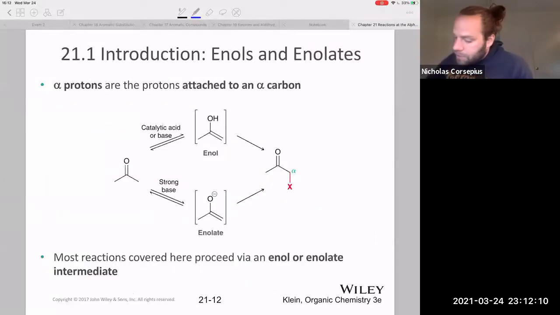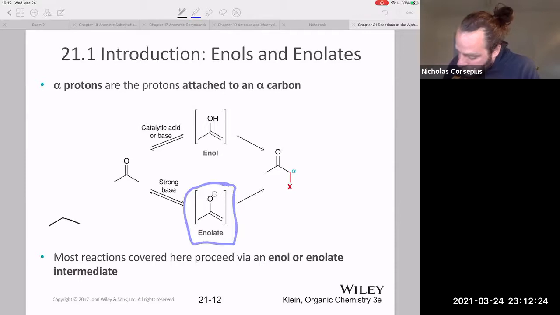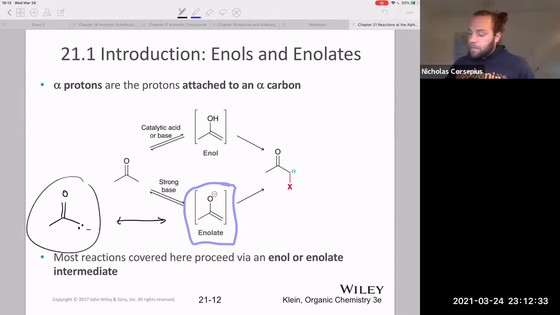Okay, so there's actually two reactive species we're going to see here with regard to alpha carbon chemistry. One, we just talked a lot about, the enolate ion. This is actually the resonance form, and we'll see this in a second, but this is another way of drawing that same thing. These two structures are in resonance with one another. The enolate ion is going to be the dominant one that we see in our reaction mechanisms. That again is formed in the presence of a strong base.